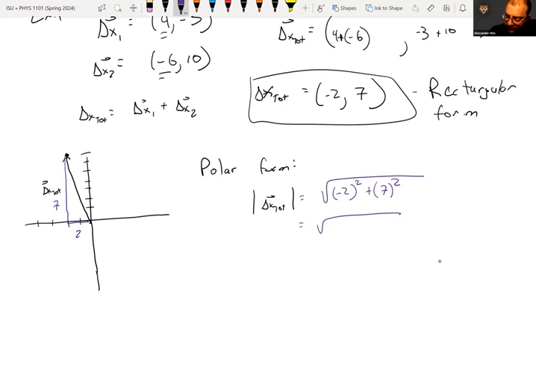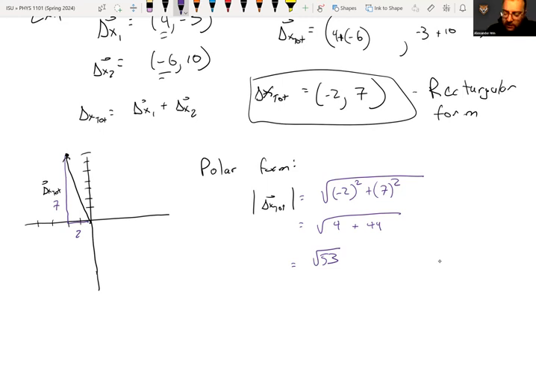So you end up with 4 plus 49. And that's going to end up being the square root of 53. So equals square root of 53, which ends up being 7 point something. You can calculate that. Not concerned about that. It's a positive number. Magnitudes of vectors will always be positive numbers.